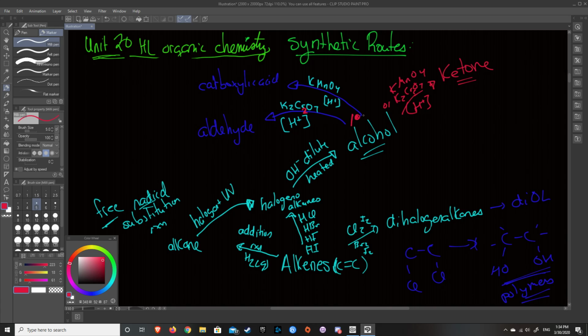So from here, we can take some of this carboxylic acid. Once you form the alcohol, you can take some of the alcohol reacted to a carboxylic acid, and some of the alcohol plus the carboxylic acid.